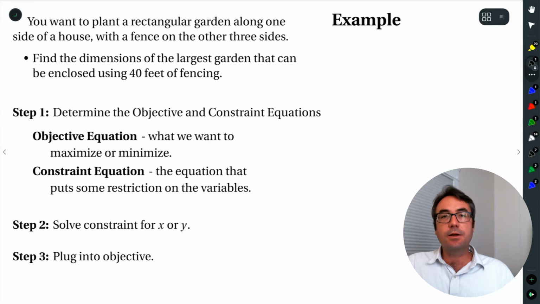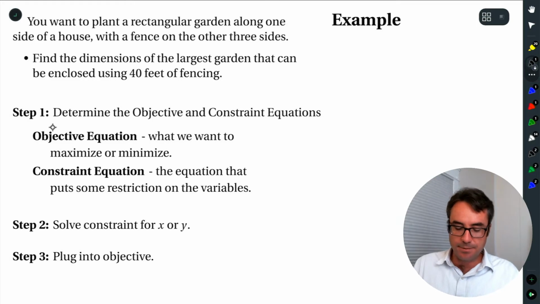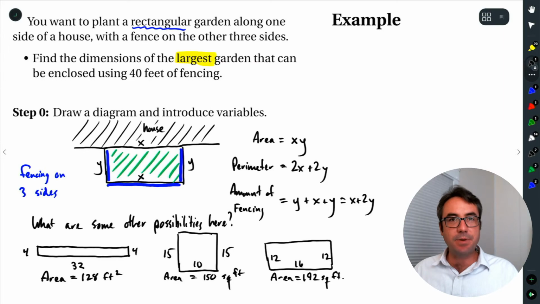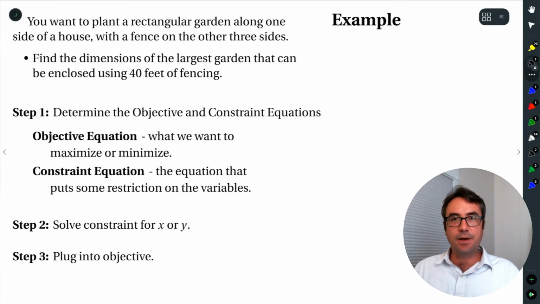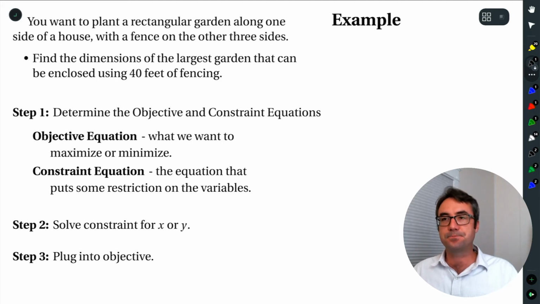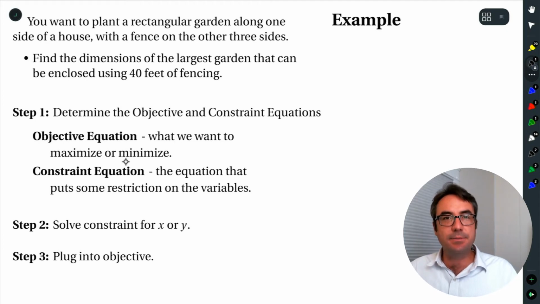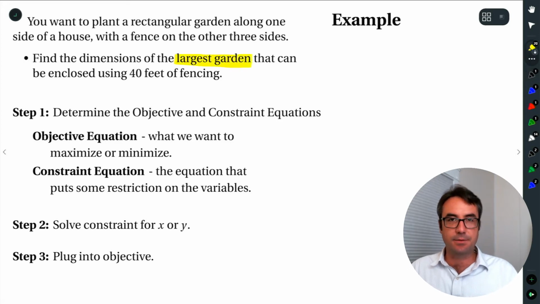All right, now we go through the general technique that we're going to use for a lot of these. So step 1, we have our potential equations that we might be interested in here. Now we just go through and identify which one's the objective and set up the constraint. So again, the objective equation is what we want to maximize or minimize. So we want to find the dimensions of the largest garden.